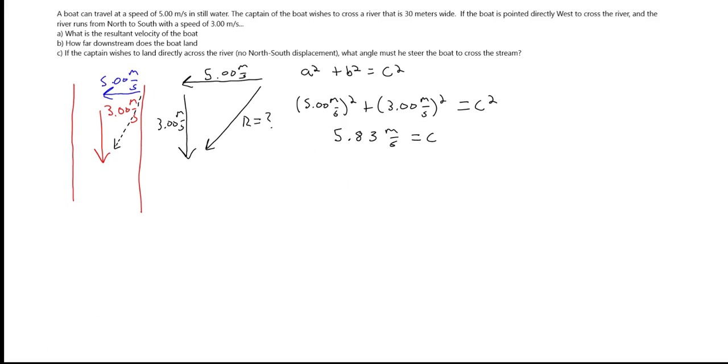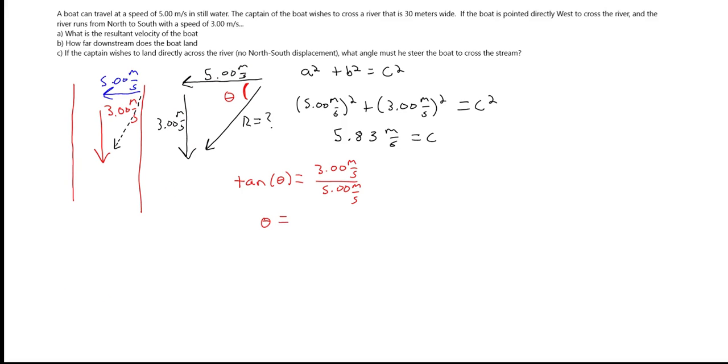Now for velocity, we not only need a magnitude, but we need a direction. Okay? Every time I hear velocity, I need to make sure I include a direction. So I'm going to use this angle right here as my direction. To find that angle, I'm going to use my tangent function. Tangent of theta is going to be 3.00 meters per second divided by 5.00 meters per second. Keep in mind that the meaning of tangent is opposite over adjacent. It's a ratio.